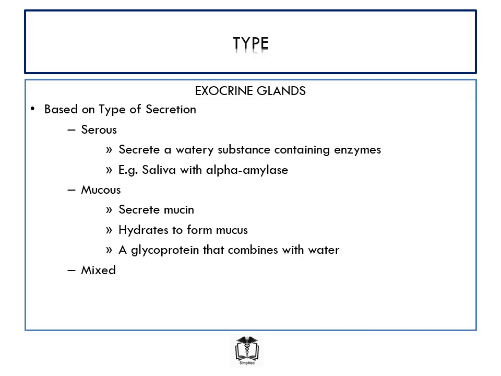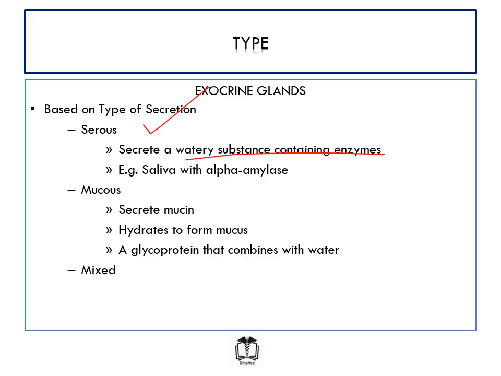So based on type of secretion, we could have an exocrine gland being a serous gland. So it's involved in producing secretions that are largely watery and contain a large amount of enzymes. An example is a salivary gland that has a number of enzymes and is very watery.